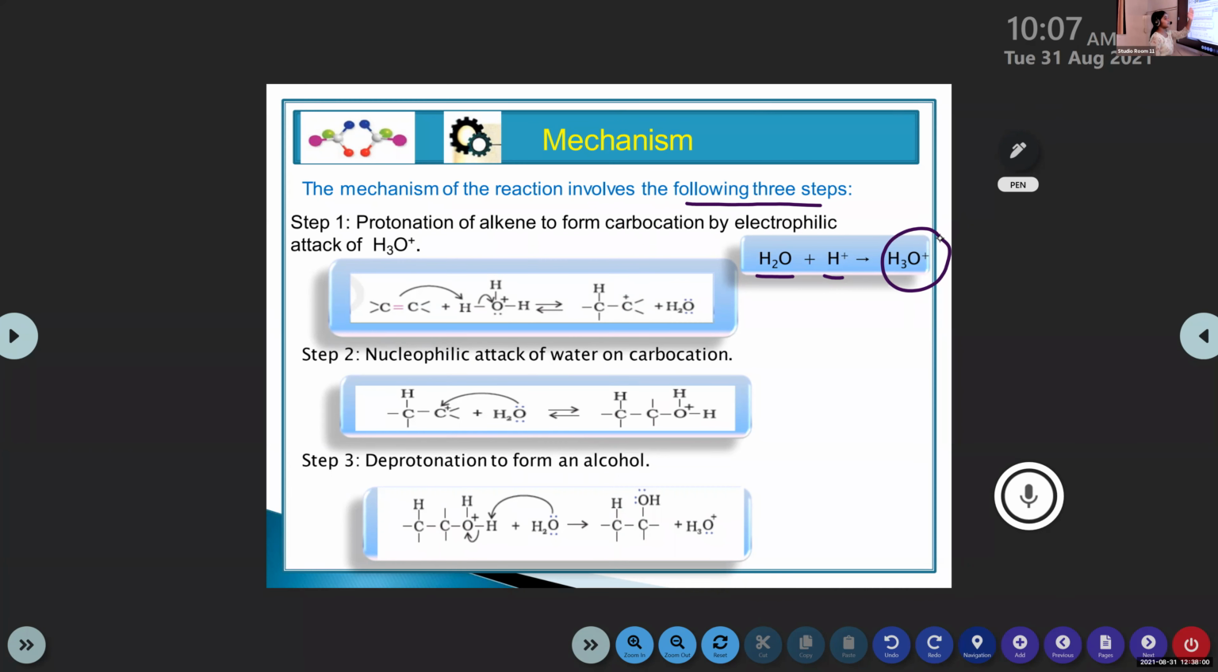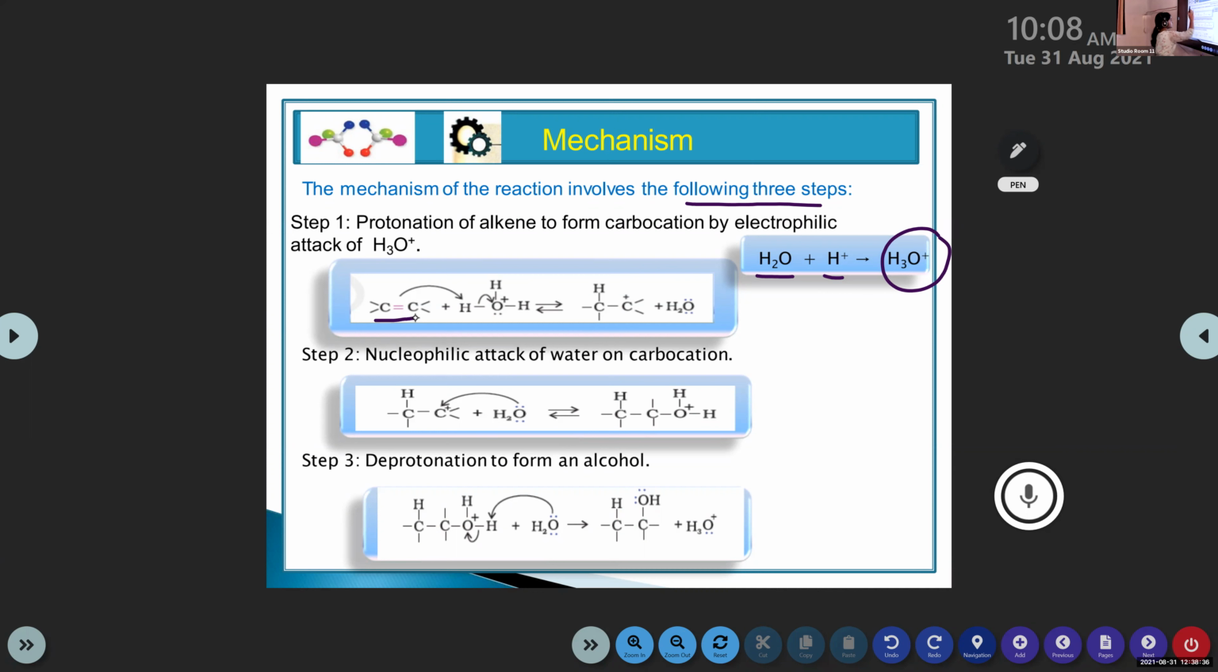So this alkene will be converted to a carbocation. Do you remember the carbocation? The carbon with a positive charge, that we had discussed in the SN1 mechanism, right? In that mechanism, the first step is formation of carbocation. Here also there is protonation of alkene. What is the meaning of protonation of alkene? We are adding protons to the alkene. That's it. Protonation of alkene to form carbocation by electrophilic attack of H3O+.